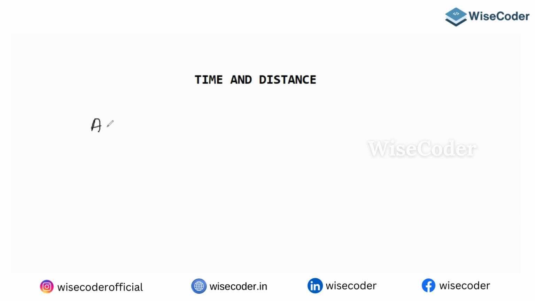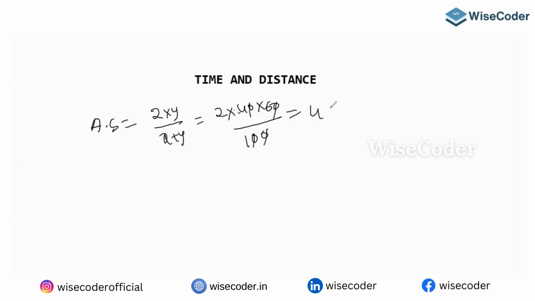Then the average speed is equal to 2xy by x plus y. That may be anything. So 2 into, what are the speeds? 40 and 60 divided by 40 plus 60, which is what? 100. So 0 0 cancel. 6 4s are 24. So 24 into 2 is what, guys? 48 kilometer per hour.